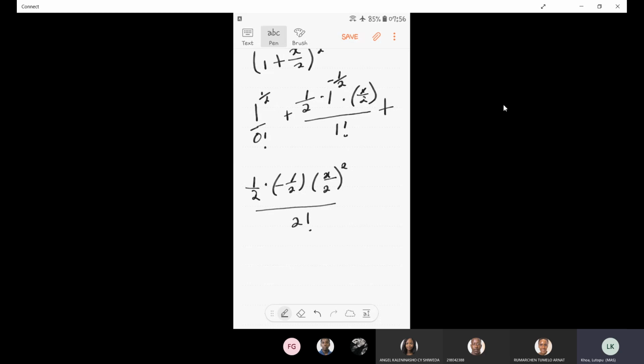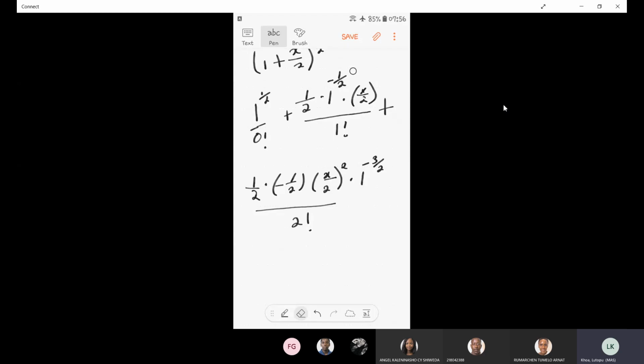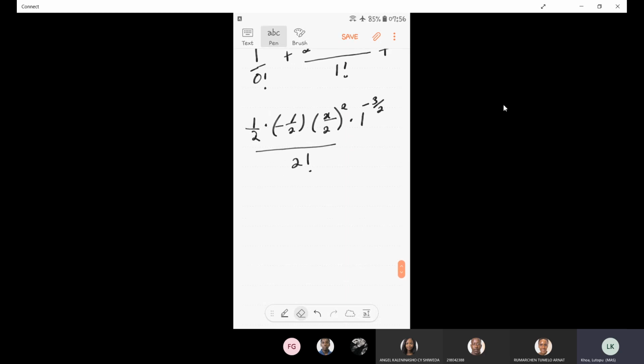Okay, I didn't write the 1, but so the power of 1 must be 3 over 2. Okay, so here, this 1, the power is minus a half. Then I have to subtract 1. So minus half minus 1 is minus 3 over 2. Okay, and again, the reason I'm writing it is so that I am clear on what power comes down.